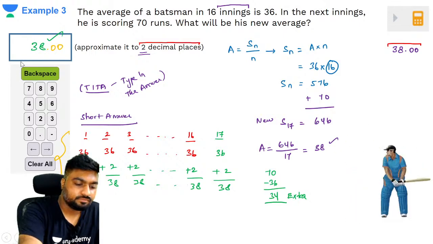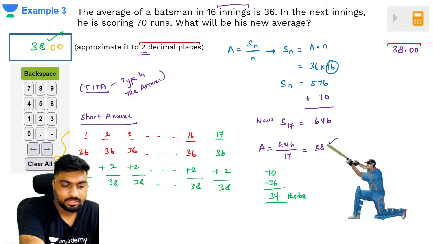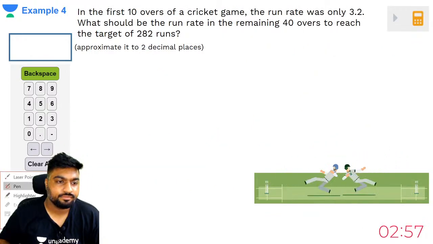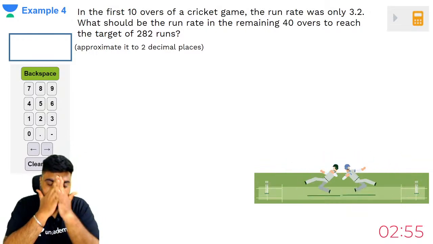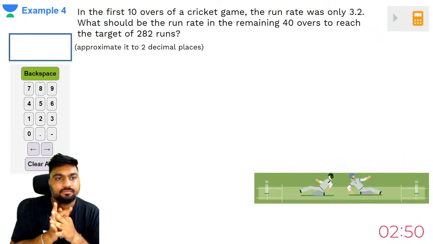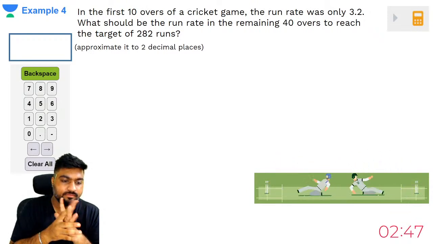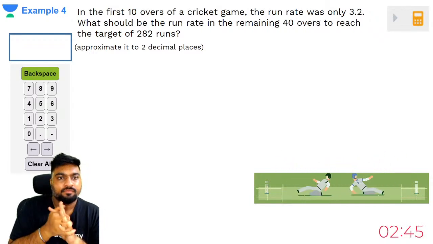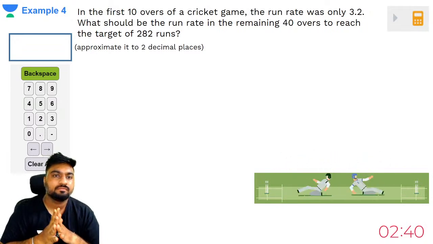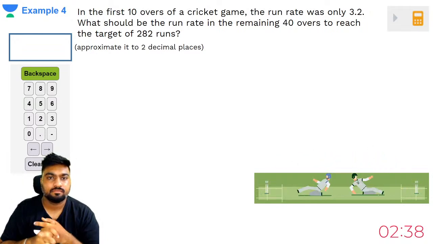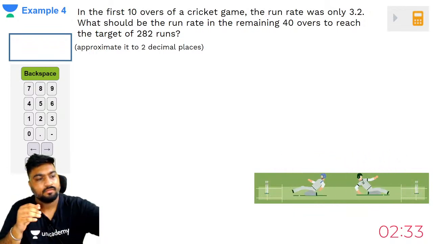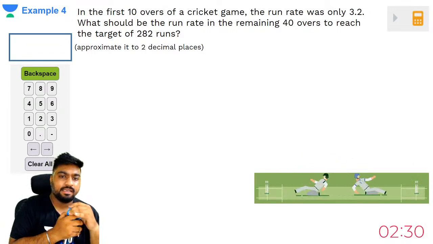38.00. Cool. Done. Chalo. Try this one now. Try this one. Read the question carefully and then answer, okay?